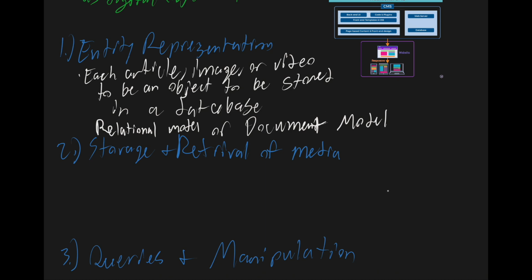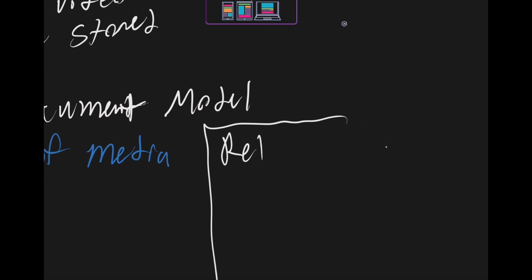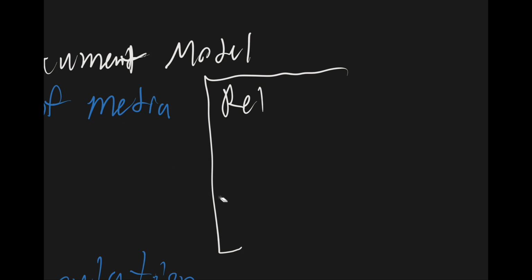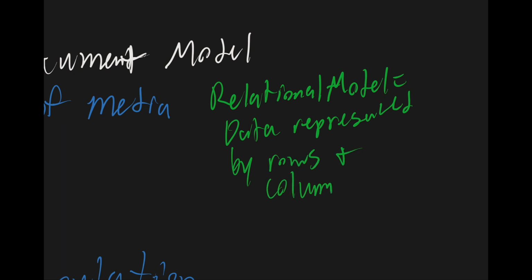To go over the differences between relational and document model, let's put this over here. The relational model refers to data represented by rows and columns. A vivid example would be SQL.